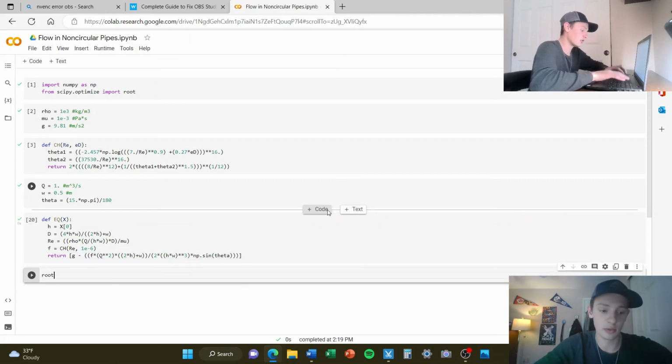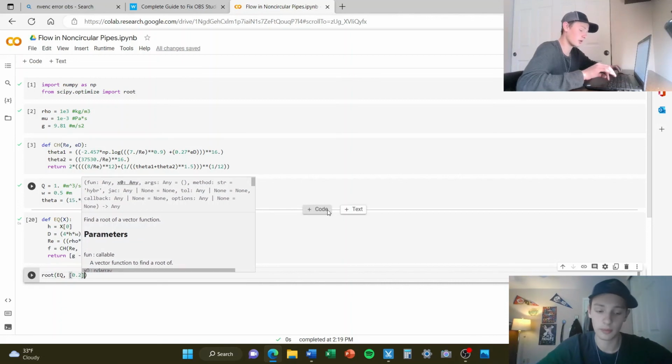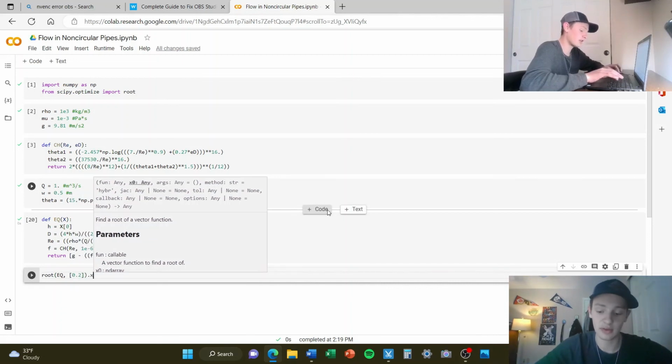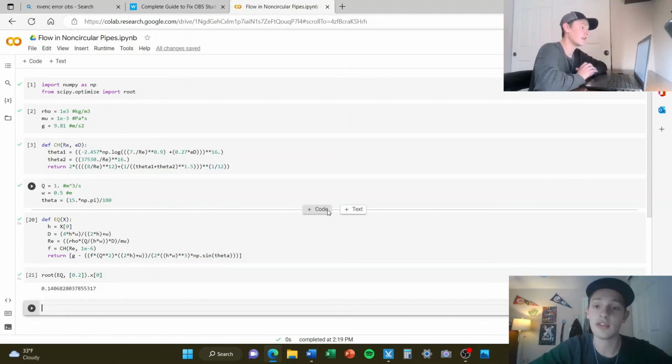So now we can use the root solver, where we supply our function and an initial guess, which will be 0.2 meters. We extract the solution element and we take it out of the vector. And we obtain 0.14 meters for the height of the fluid flowing through our rectangular channel.